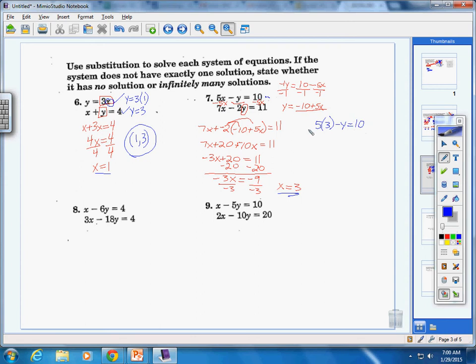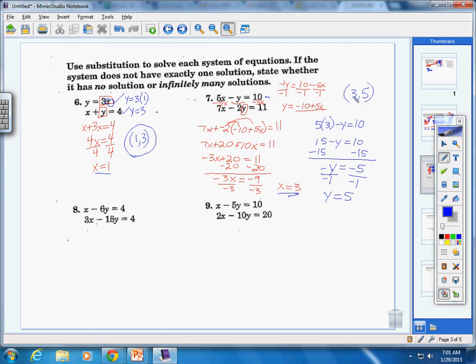I just rewrote the top equation with 3 in place of x. So it's 15 minus y equals 10. I'm going to subtract 15 from both sides. So I'm left with negative y equals negative 5. And then divide by negative 1 to get y by itself. So y equals positive 5. So my final answer for number 7 should be 3, 5.